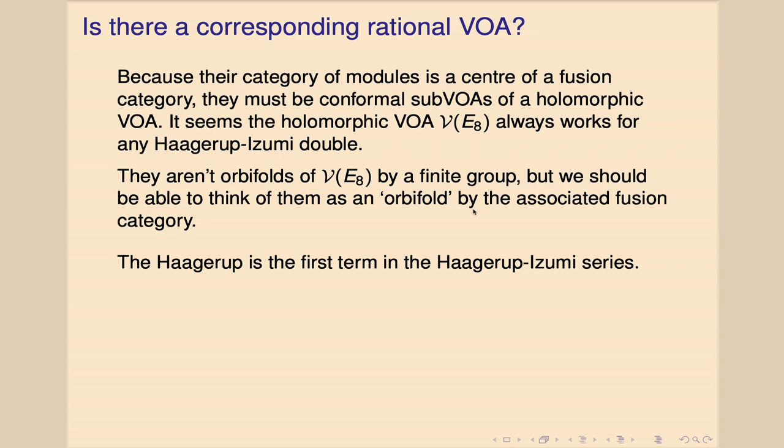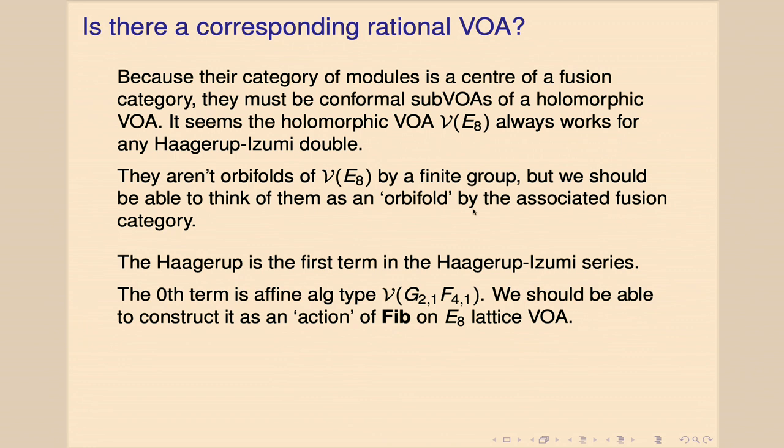Maybe a clue to what's going on is the following argument. The whole group is the first term in the whole group series, but there's really a zeroth term as well. That would correspond to your group being just one. So not Z mod 3, but Z mod 1. It's a perfectly fine group, and in that case we do have the VOA that corresponds to it. It's G2 level 1 plus F4 level 1. So it's just an affine algebra VOA, but it's a very weird one.